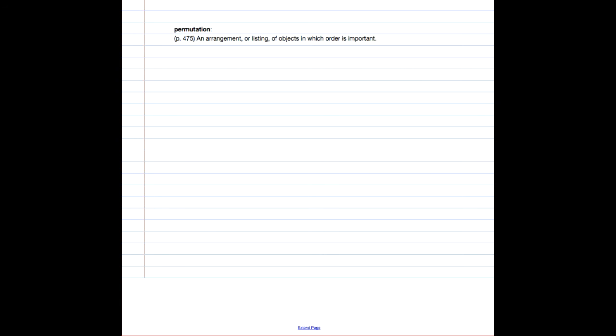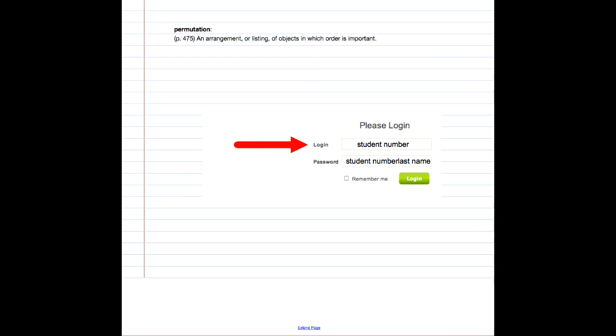The only vocabulary term in this lesson is permutation, which is an arrangement or listing of objects in which order is important. This should be in your child's notebook and will be on the Chapter 9 vocabulary test.